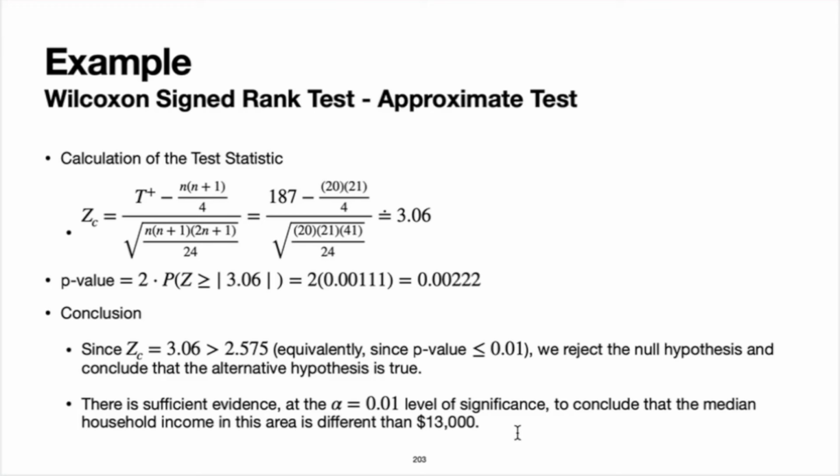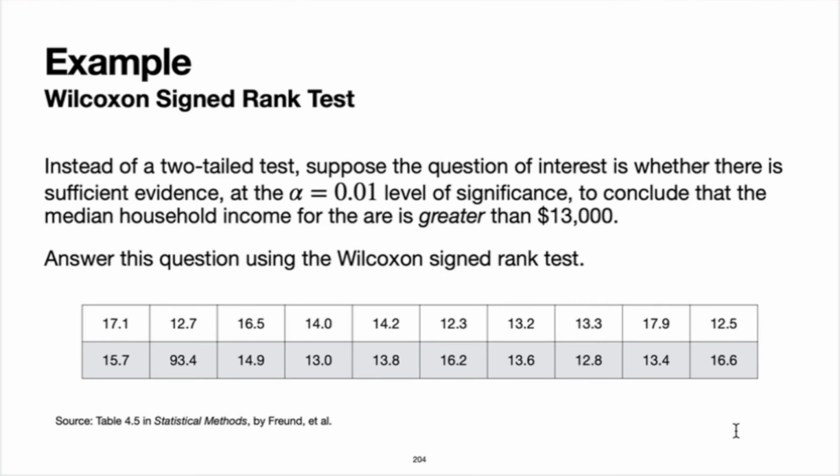So we can do it either way, using the test statistic and critical point method, or using the p-value method. And using this approximate test, we draw the same qualitative conclusion. There is sufficient evidence at the 0.01 level of significance to conclude that the median household income in this area is different than $13,000.